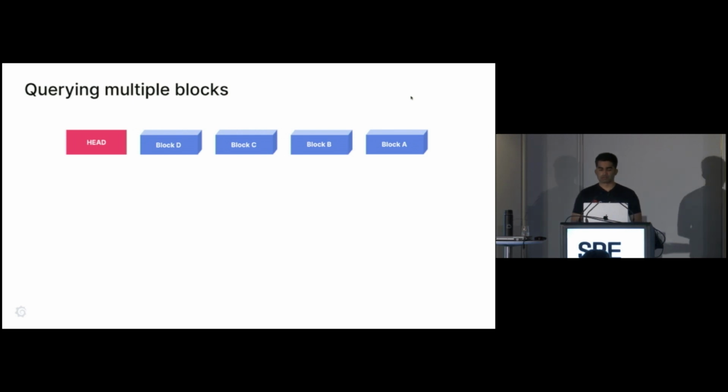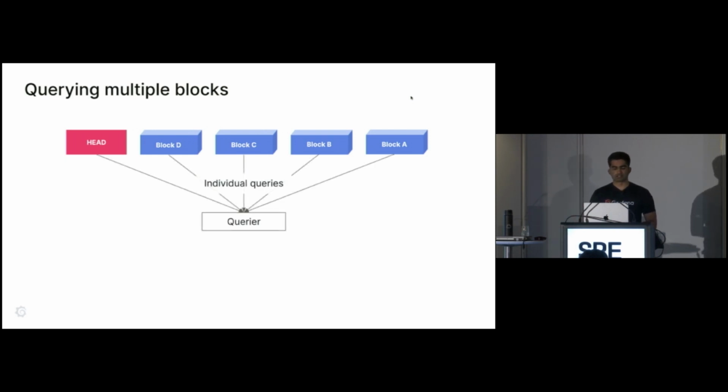What about querying multiple blocks? I consider the head as a block because all of them implement the same interface for querying. So we just do individual queries. Like the query that we saw right now, we just do the same process for every block, because a block is an isolated thing. A block doesn't know about the other blocks. A block has information about all the time series only within the block. There is no global index.